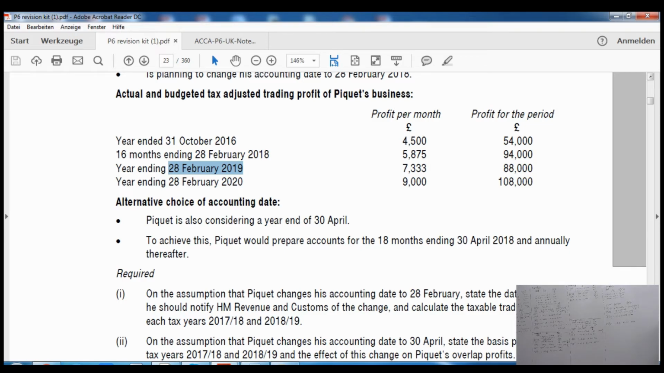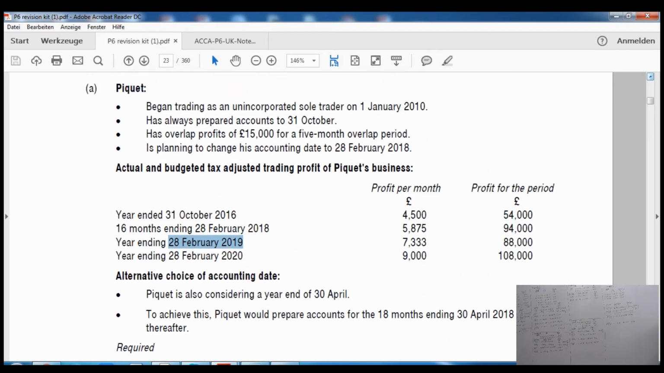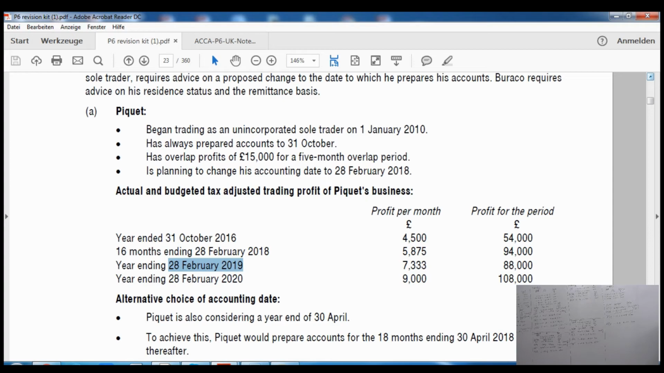Now the only thing left is our tax year 17-18, the year in which he made a change. So when he made a change in the year, the total profit was £94,000, right? This is for a 16 months period. So £94,000 for 16 months duration. Now, if you look at the information given above, Mr. P began trading as an unincorporated sole trader on 1st of January 2010. He always prepared accounts to 31st of October. He has overlap profits of £15,000 for a 5 months overlap period. So he has already got overlap profits of £15,000, which is for 5 months. So how much is it for 1 month? Yep, £3,000.